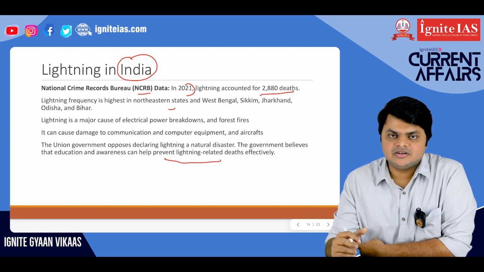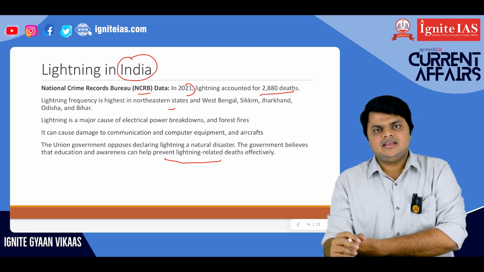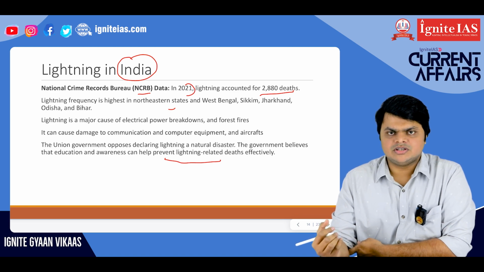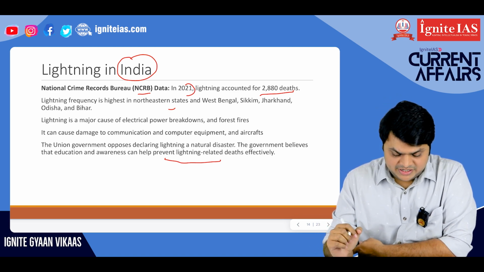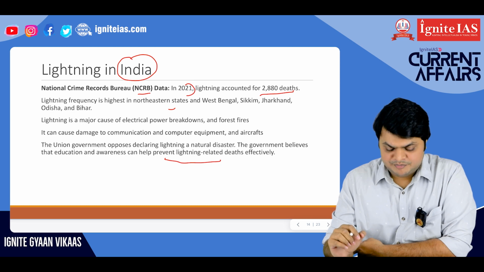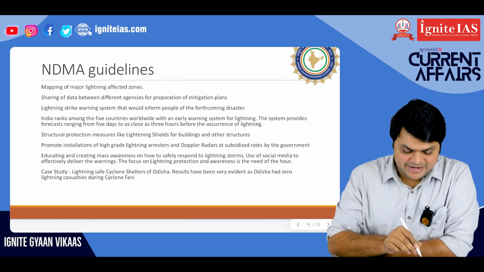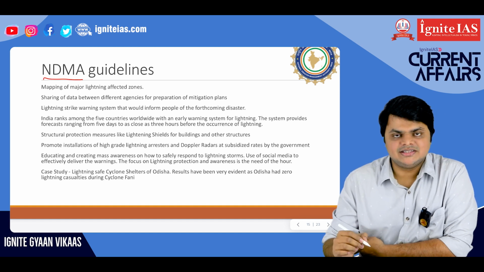So, the main cause of lightning deaths is that there is less awareness among the people about how to protect themselves, their homes, or their crops if there are chances of lightning. If there is enough awareness and education about it, we can prevent this many deaths. So let's see what the NDMA guidelines are with regards to managing lightning.